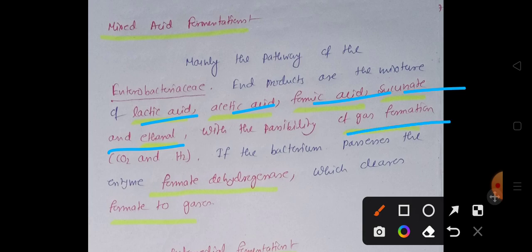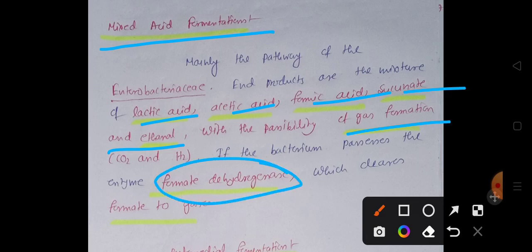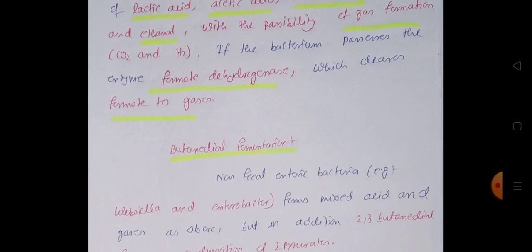Remember it very carefully: not all bacteria that can do mixed acid fermentation will produce gas. Only those mixed acid fermenters that have formate dehydrogenase will produce gas. Formate dehydrogenase has the ability to break formate into gases. Okay, so that is the idea of mixed acid fermentation.